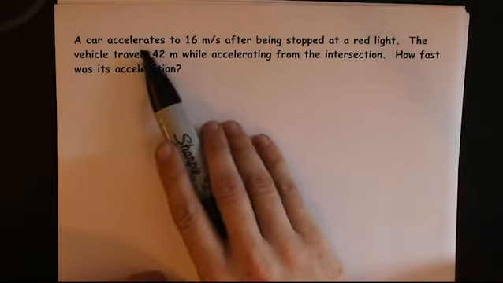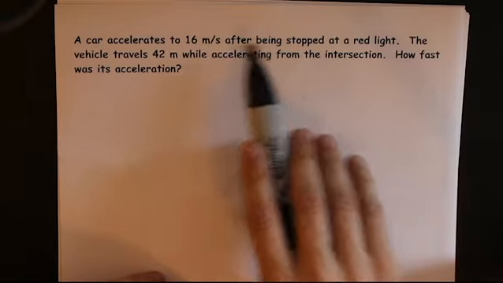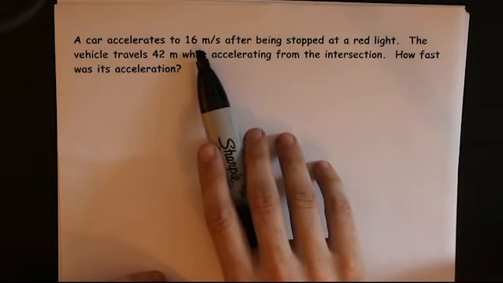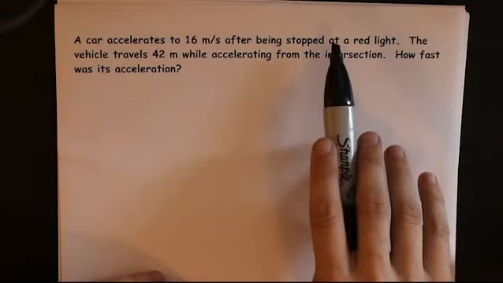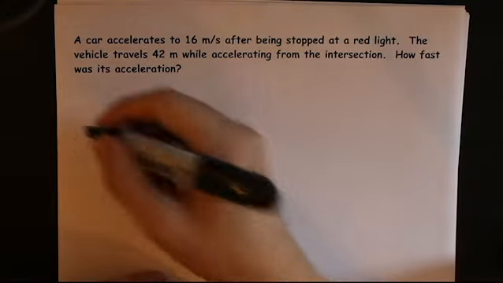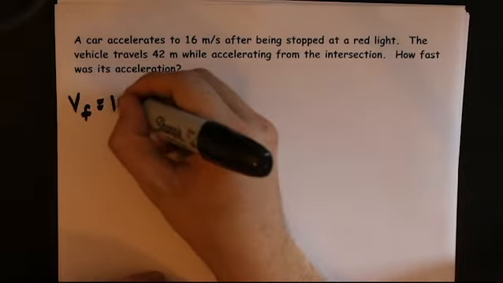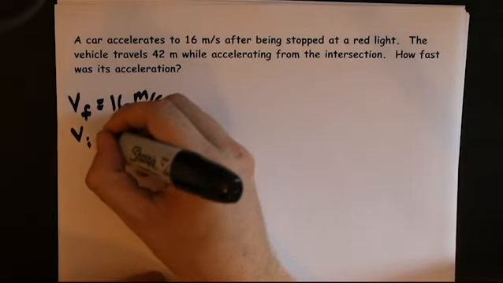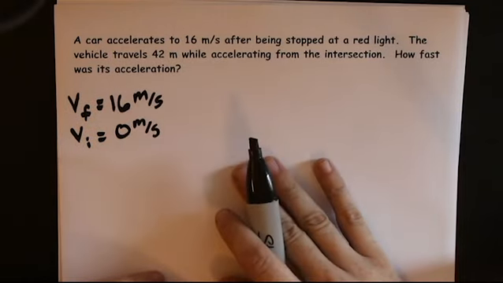So it says a car accelerates to 16 meters per second after being stopped at a red light. So right there's two pieces of information. It gives me a final velocity of 16 meters per second, and it tells me that I'm also stopped at a red light. That's the initial velocity, and if you're stopped, your initial velocity is going to be 0 meters per second. So let's just start making a list over here where we have our final velocity, and that is 16 meters per second. And then we have our initial velocity as well of 0 meters per second. Okay, so we have two pieces of information so far.